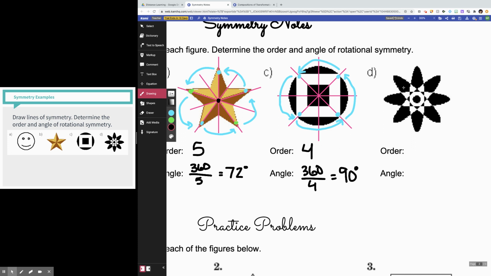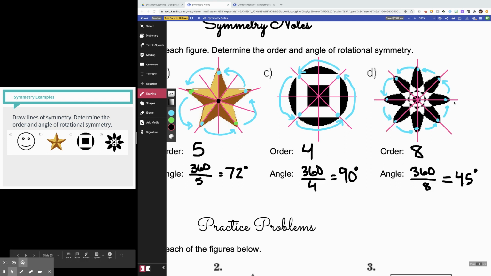All right, it's going to take me a second to draw the ones for part D. So pause the video, see if you can figure out where the lines of symmetry are, as well as the order and angle of rotational symmetry, and then check back with me to see if you got the answer correct. All right, folks, so here is the last one.